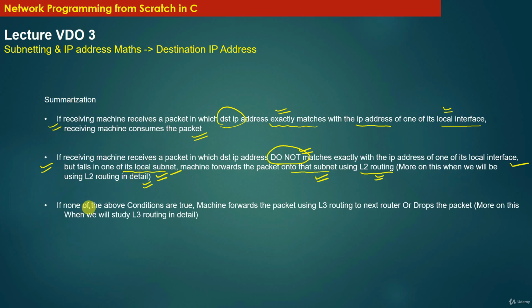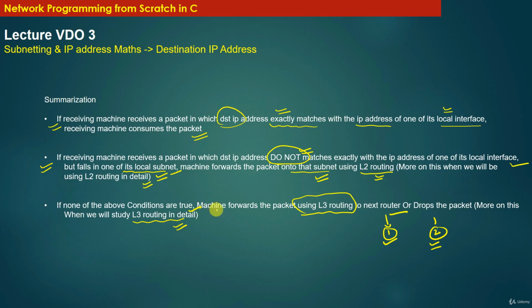Now the third point is that if none of the above conditions are true, in this case the machine forwards the packet using L3 routing to the next router. This is the first action that the router can take. The second action is that the router can also choose to drop the packet. When will the router choose action 1 or action 2? We will study this in detail when we learn L3 routing.